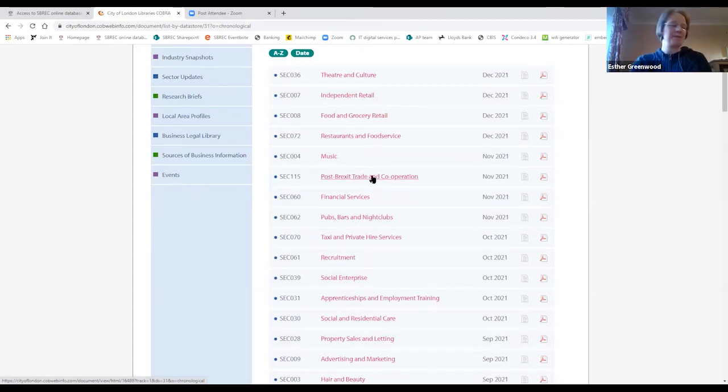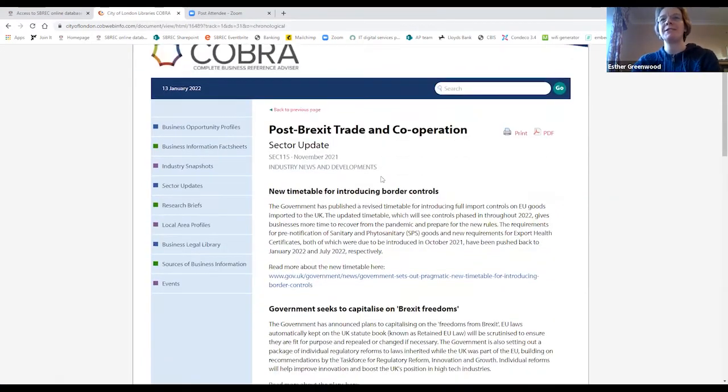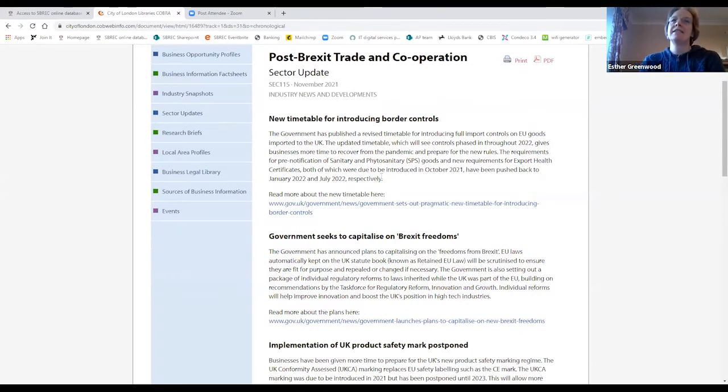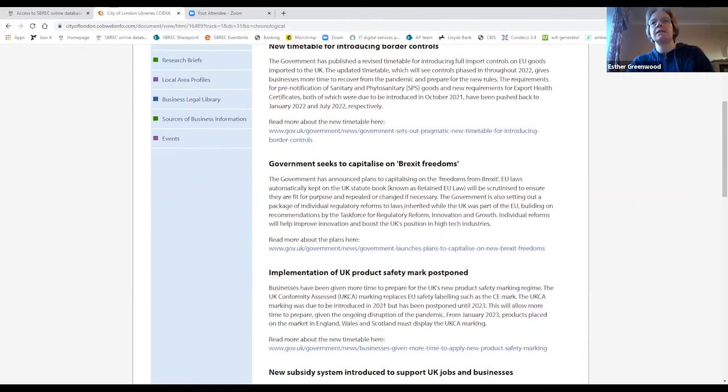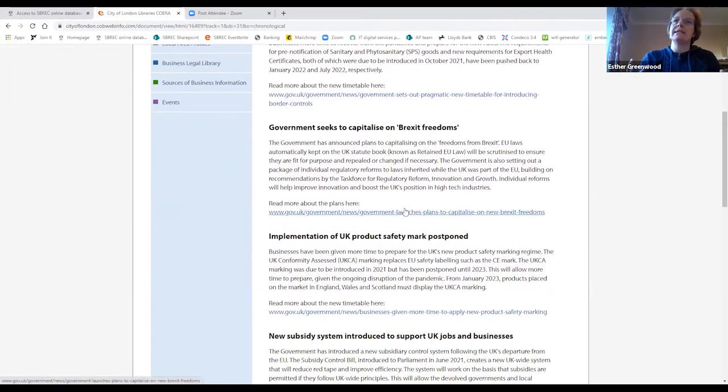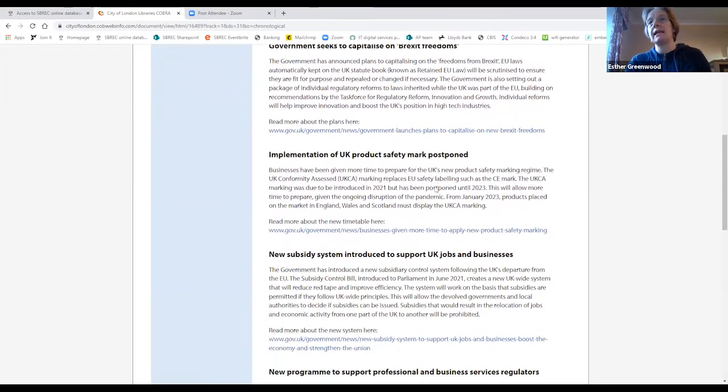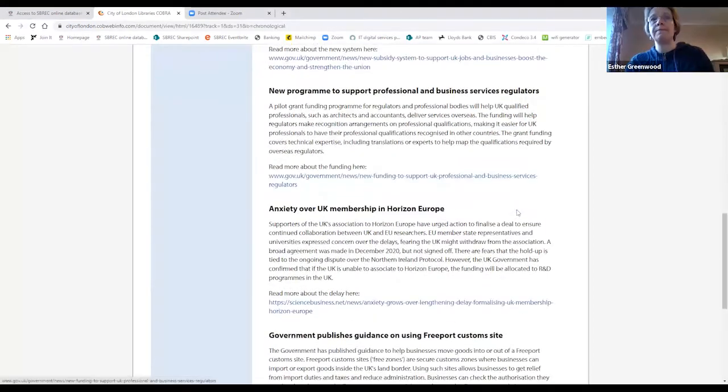subject. I think somebody was asking about Brexit. There's one here about post-Brexit trade and cooperation. This section is going to be updated very, very frequently, because at the moment there's yet another round of negotiations between the UK and the EU. But here we've got some news articles and some overviews about trading safely with the EU at the moment, about importing from the EU, or indeed selling to the EU as well.